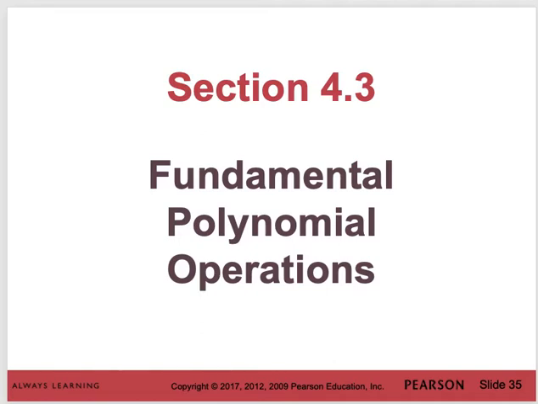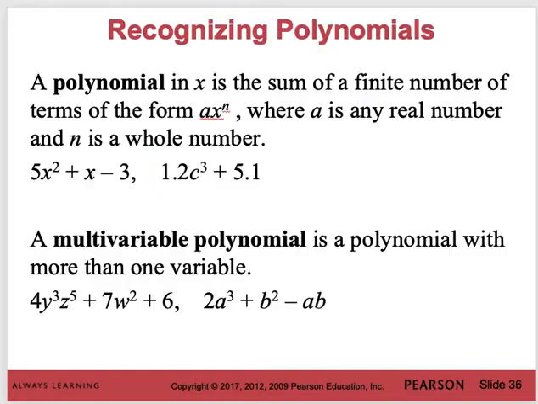I will describe section 4.3, fundamental polynomial operations. A polynomial in x is the sum of a finite number of terms of the form a times x raised to the nth power, where a is any real number and n is a whole number. For example, 5x squared plus x minus 3, or 1.2 times c to the third power plus 5.1.